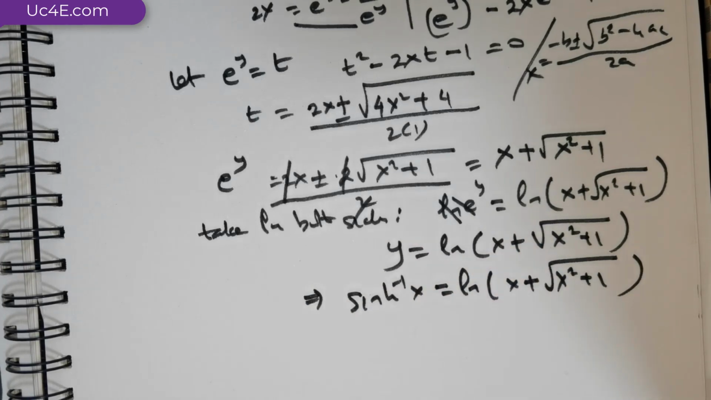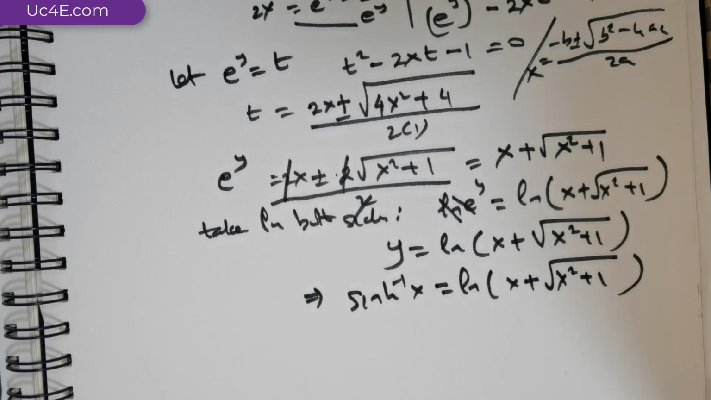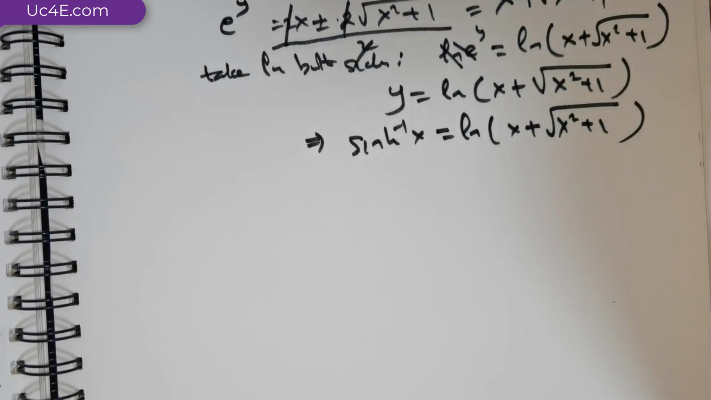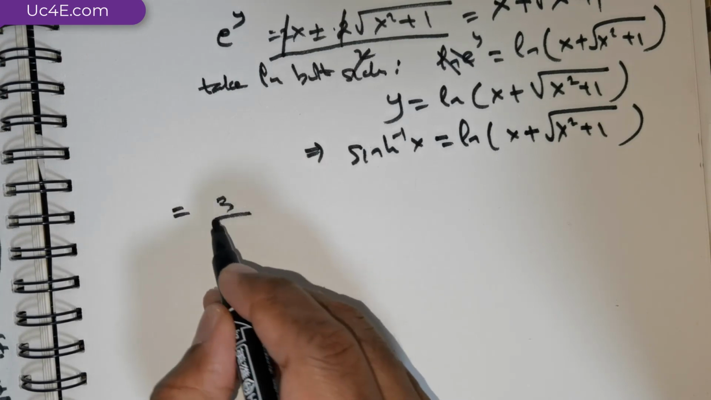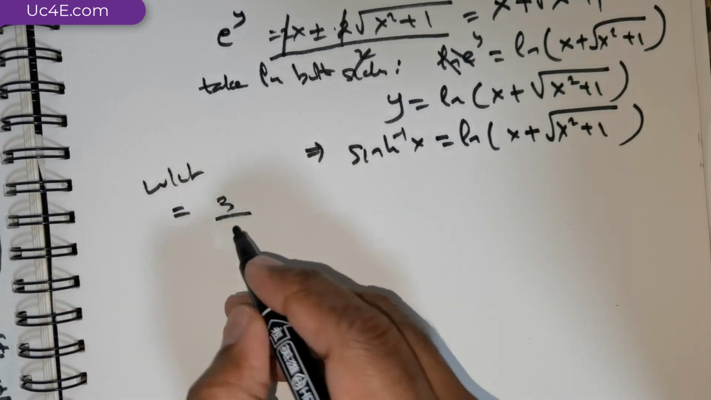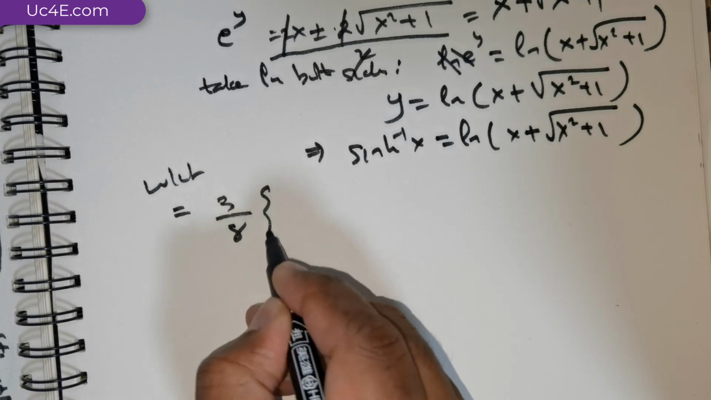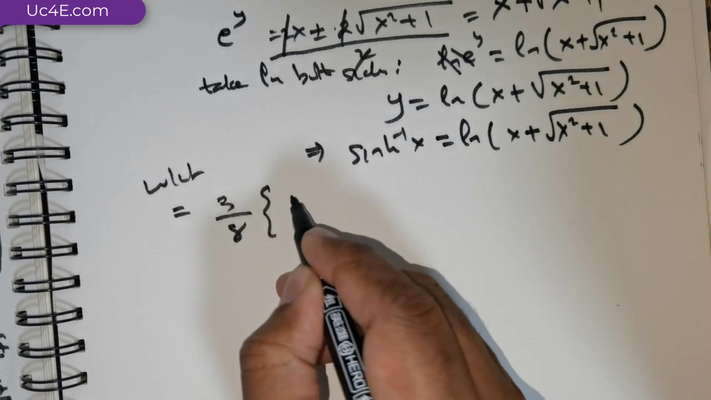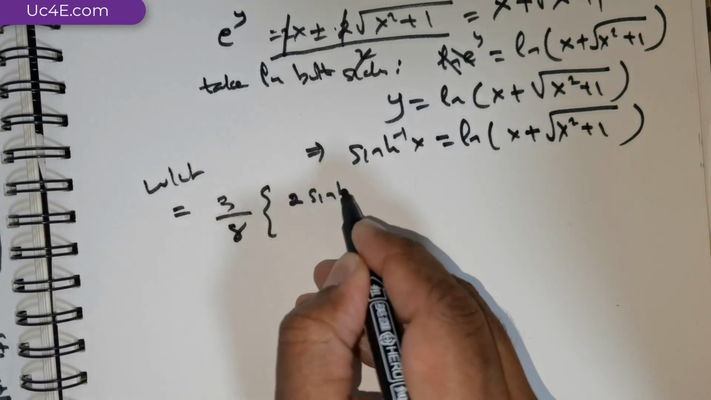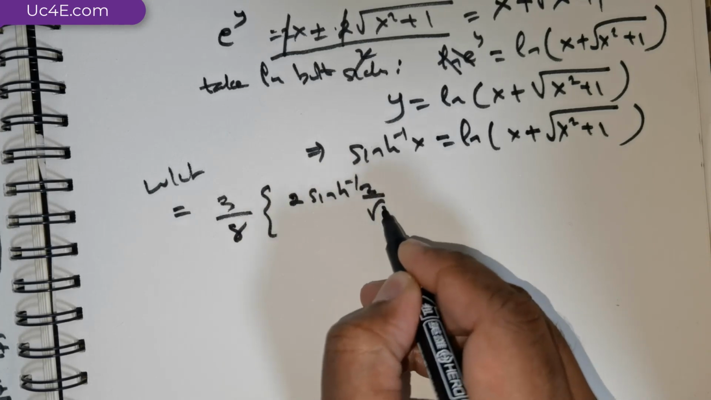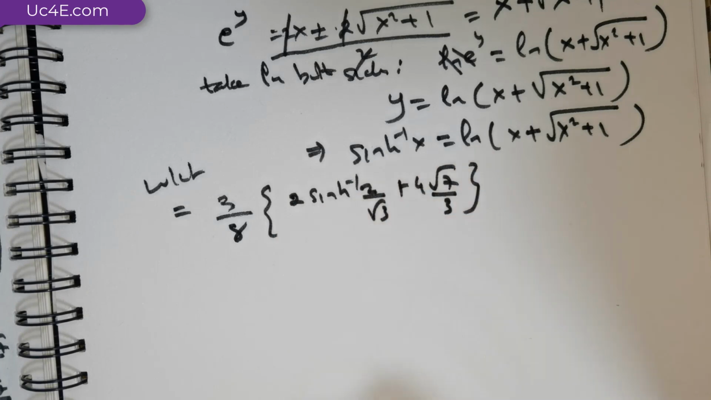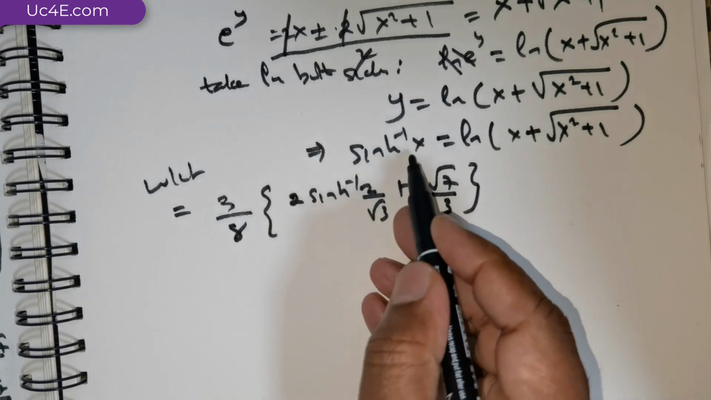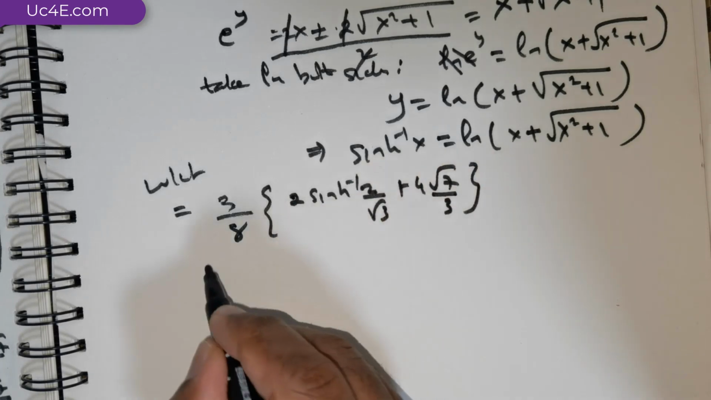As I mentioned to you, we will have to obtain the value for, this is what we got, right? Let me write that down. We know that from integrating the quantities, 3 over 8 times 2 times sinh inverse of 2 over root 3 plus 4 times root of 7 divided by 3. This is what we have got.